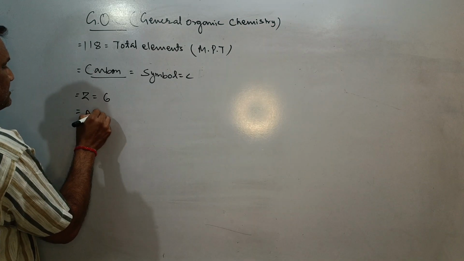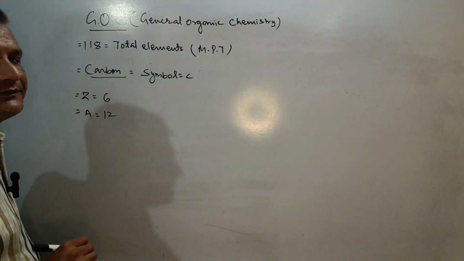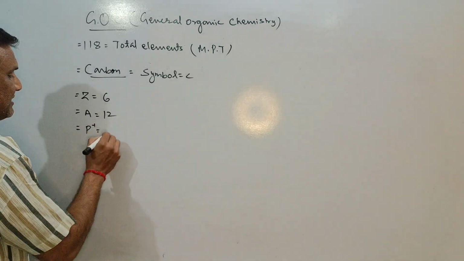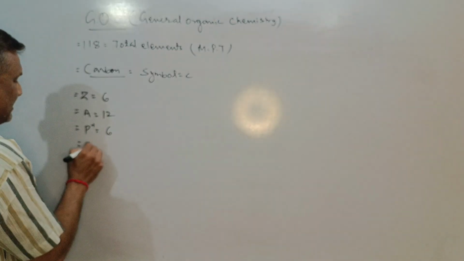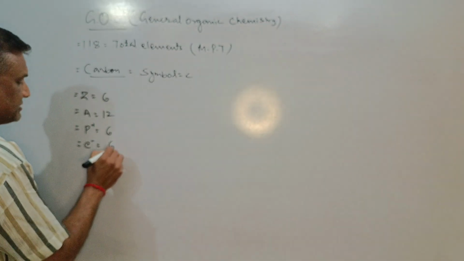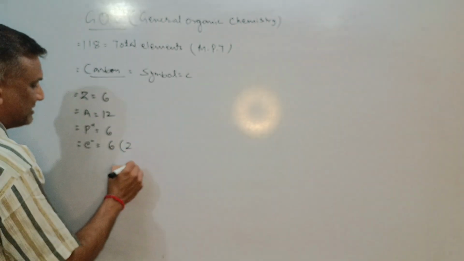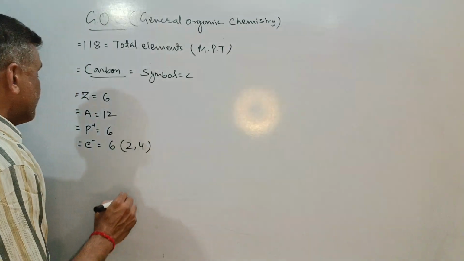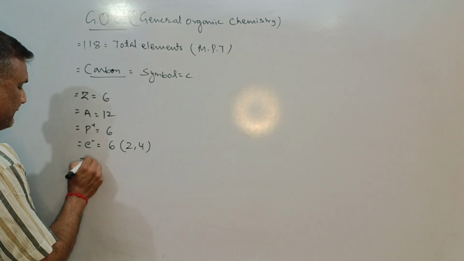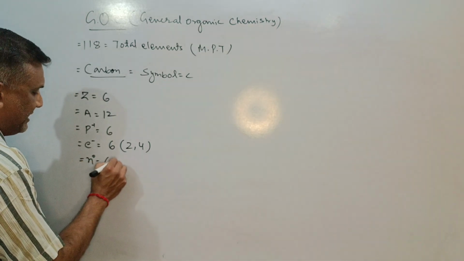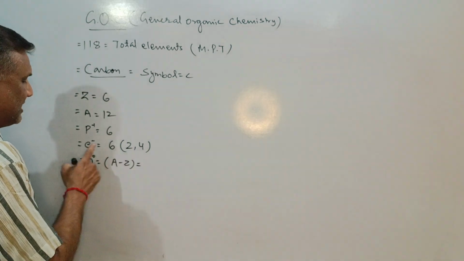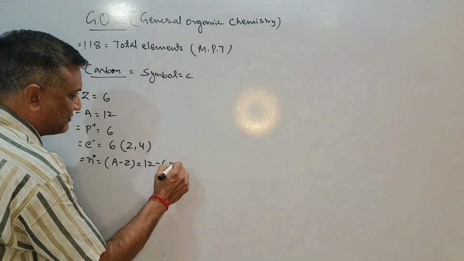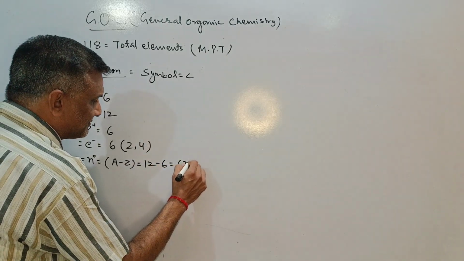A means atomic mass, that will also 12. If you will go with the just number of protons, then protons will be as a positively charged particle, they will be 6, and electrons as a negatively charged particle, they will also be 6. And the filling of electron according to the 10th standard electronic configuration should be 2 and 4. After then, I would like to go with the number of neutrons. Neutrons can be calculated by A minus Z, where A is the atomic mass, that is 12, and Z is your atomic number, that is your 6. So it will be 6 neutrons.